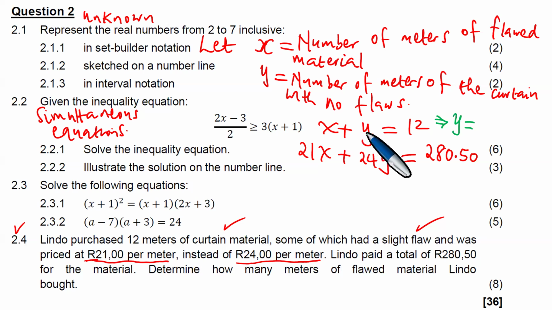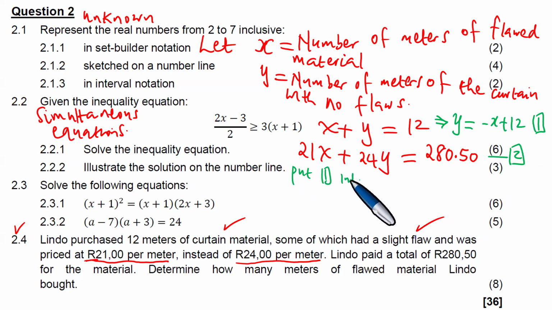Okay, now we solve for Y here. Y is equal to minus X plus 12. Call this one equation 1. And this one, you call it equation what? Equation 2. So now you're going to continue and say put 1 into 2. Put this equation into this one.